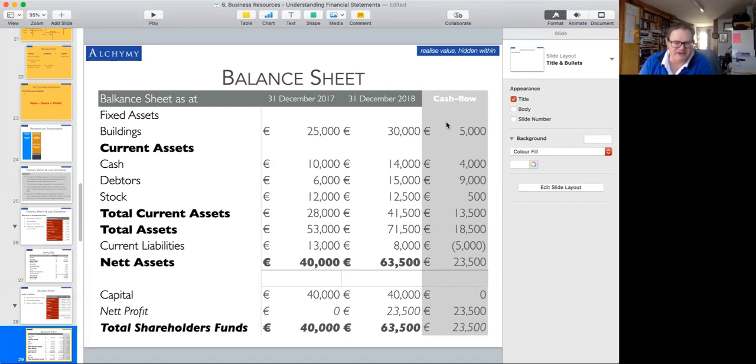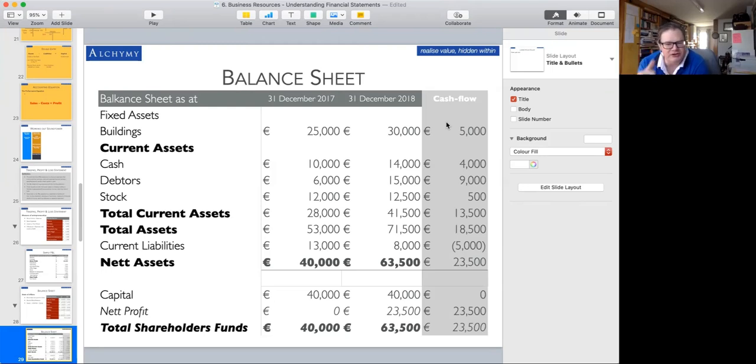Well, where is the profit in the business? If you think about it, 4,000 euro of the profit is available in cash. 9,000 is in debtors, 500 is in stock, and another 5,000 has been used to pay off the current liabilities. Okay, and in reality, what we've done is we've probably taken cash and invested that into the buildings. So when we compare the balance sheet from year to year, that kind of gives us our cash flow statement.